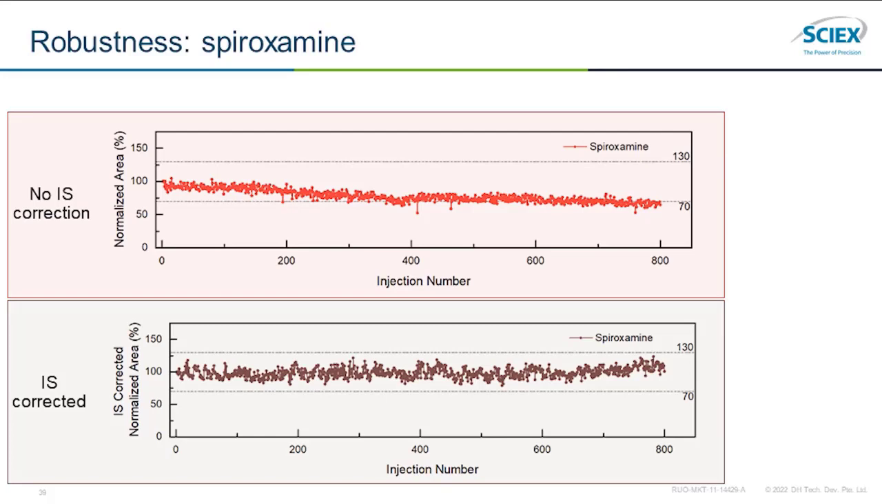So this IS corrected data isn't really telling us anything about robustness. It is telling us that we picked a good internal standard, which is great. But we really want to take a look at that no internal standard correction data to decide, hey, where are we in terms of robustness and how long can my system be up? How many injections can I get through before I need to vent, clean, and do all that? And of course, it's going to vary from compound to compound. So you want to do this on a compound basis.